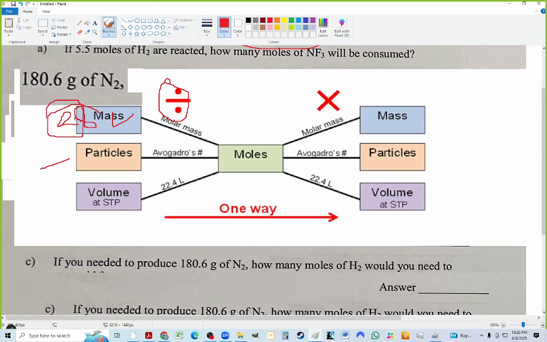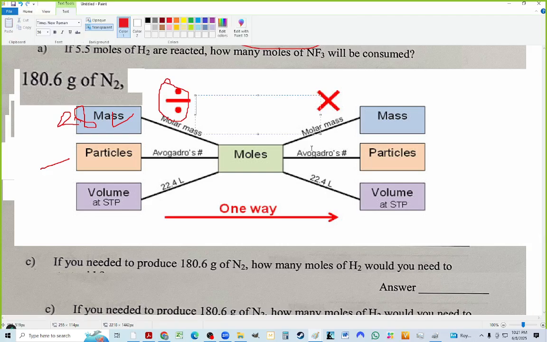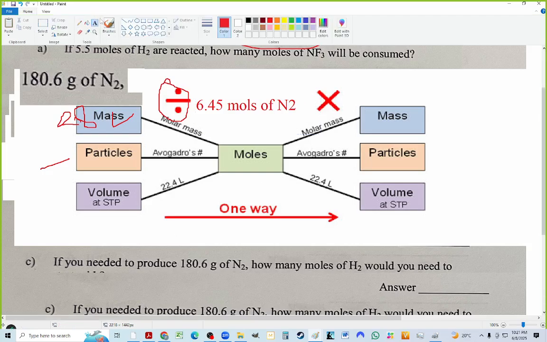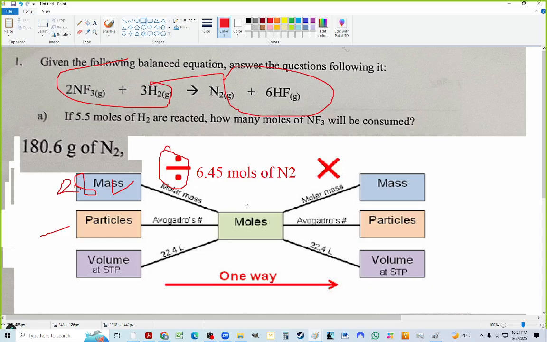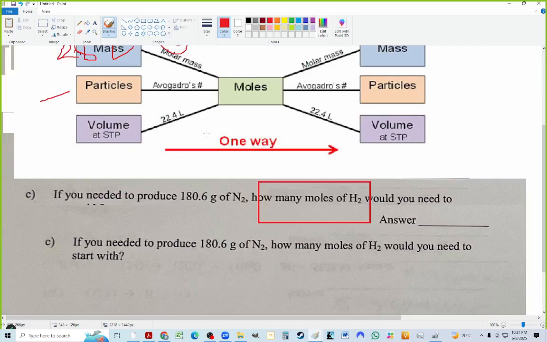Makes sense that there's going to be more than one mole. 6.45. Great. So now we have moles. Be careful here, 6.45. Don't round up yet. So now we have that, but it's moles of N2. And notice the question is asking for how many moles of H2. So we need to go up here and see the relationship of moles between N2, the thing we found, and H2, the thing we're looking for.